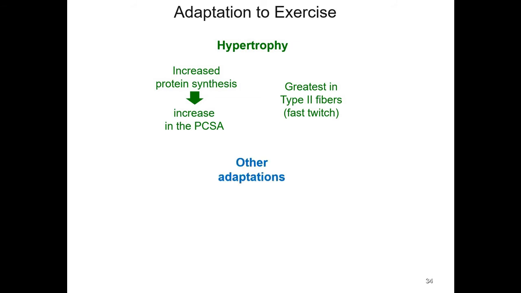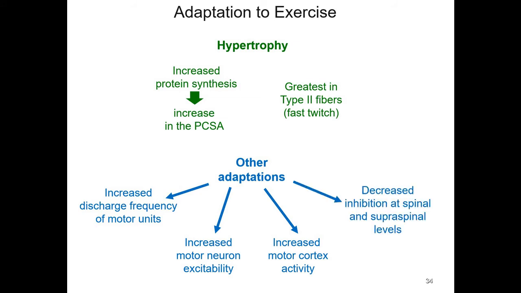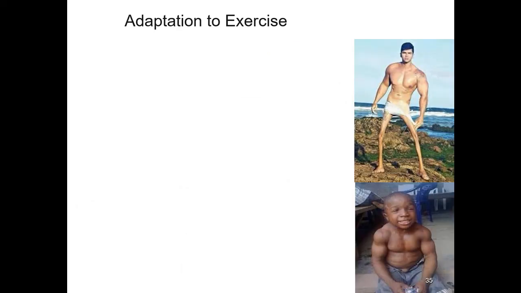Other exercise-related adaptations that impact muscle strength include increased discharge frequency of motor units, increased motor neuron excitability, increased motor cortex activity, and decreased inhibition at spinal and supraspinal levels. So what do the effects of exercise on muscle look like?